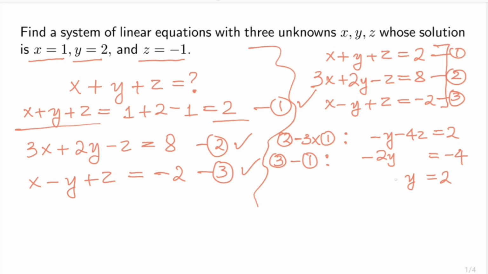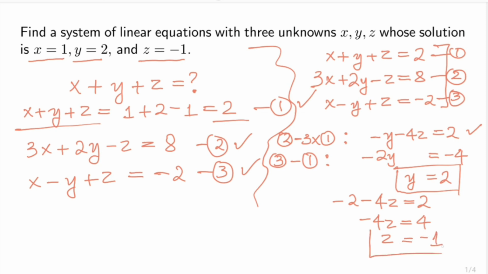And we can use this y equals 2. If we substitute that into this equation, what does it give us? We get minus y, which is minus 2. Then we have minus 4z equals 2. So this means that minus 4z equals 2 plus 2, which is 4. So z equals minus 1. So we have y equals 2. We have z equals minus 1.